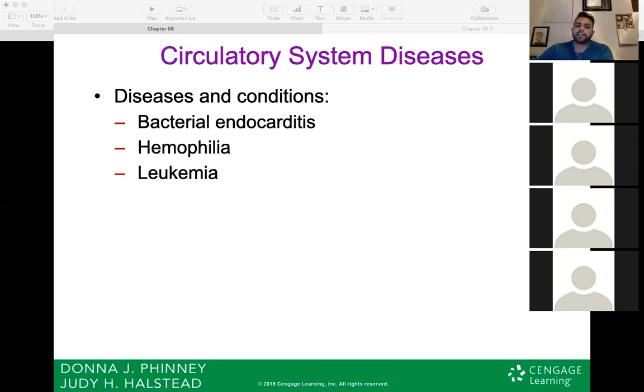Bacterial endocarditis is a type of circulatory system disease. Hemophilia is a disorder in which the blood fails to clot. That's when, for whatever reason, the blood isn't producing enough thrombocytes. Leukemia is a malignant progressive disease of the blood forming organs. So it's known as cancer of the blood.